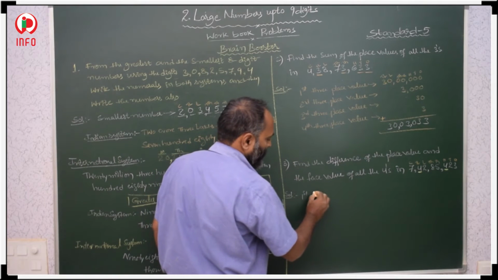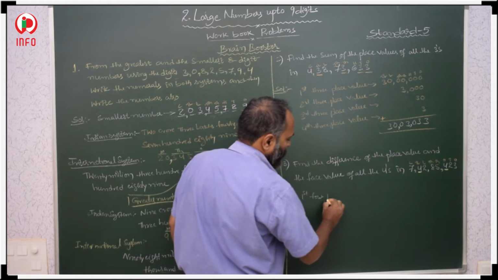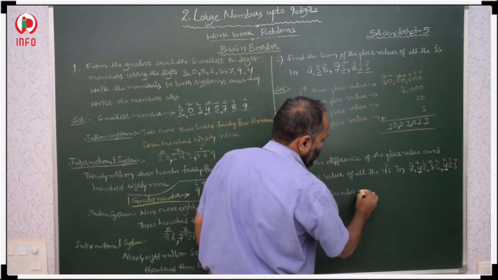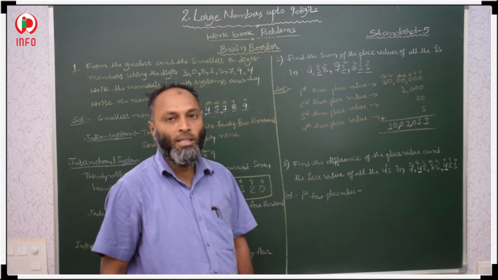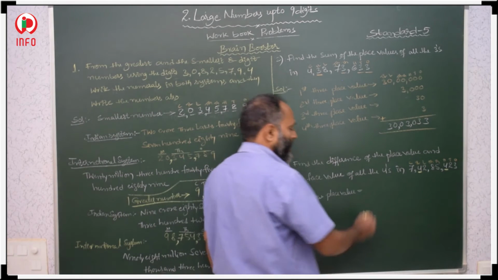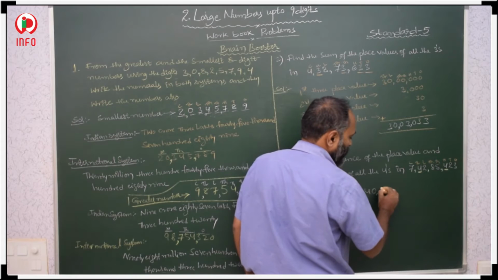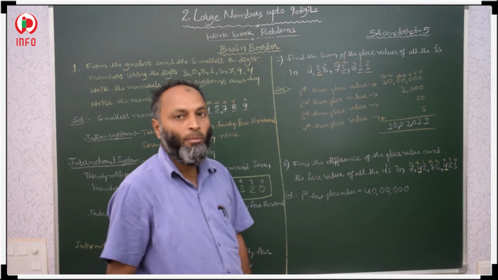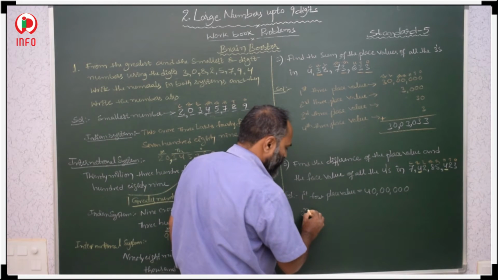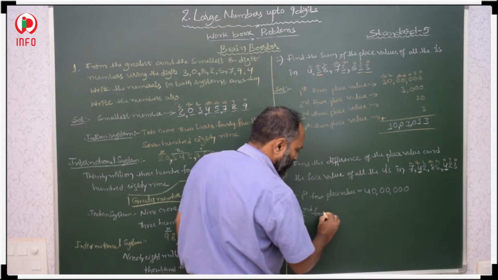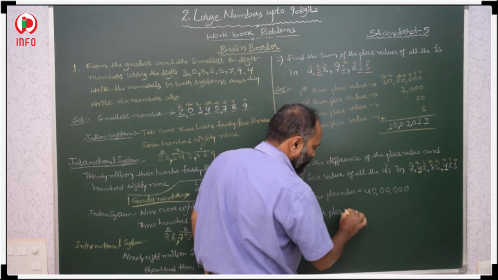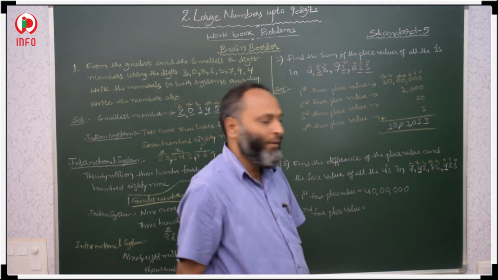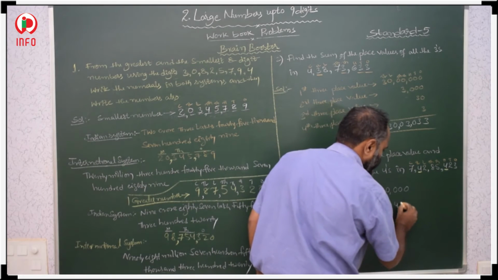First 4 place value. So what is first 4 place value? That is in 10 lakhs place, that is 40 lakhs. Second 4 place value. Second 4 is in hundreds place, that is 400.